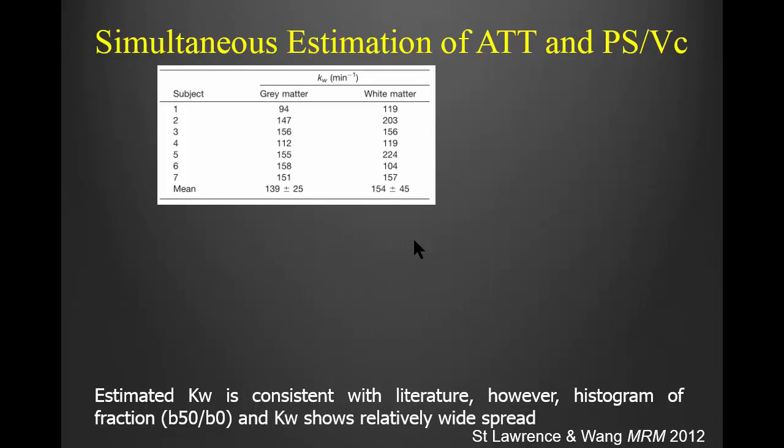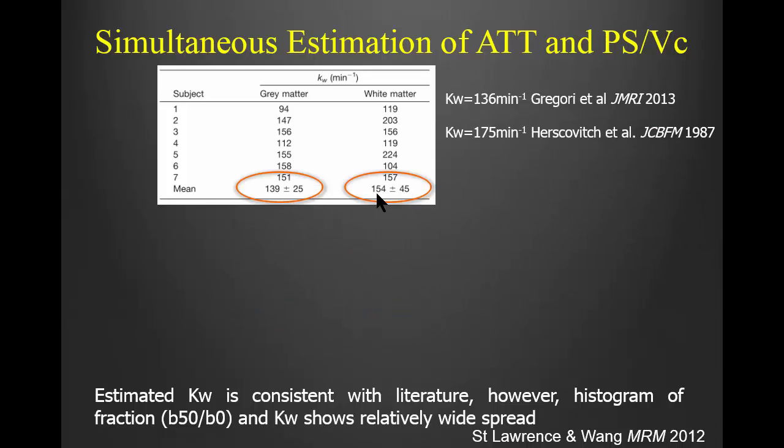So using this two-step estimation technique, we're able to estimate gray matter and white matter kW to be 139 and 154 per minute, respectively. This compares very favorably to the Gregory paper reporting 136 based on T2 of the ASL, as well as an early study 30 years ago using PET.